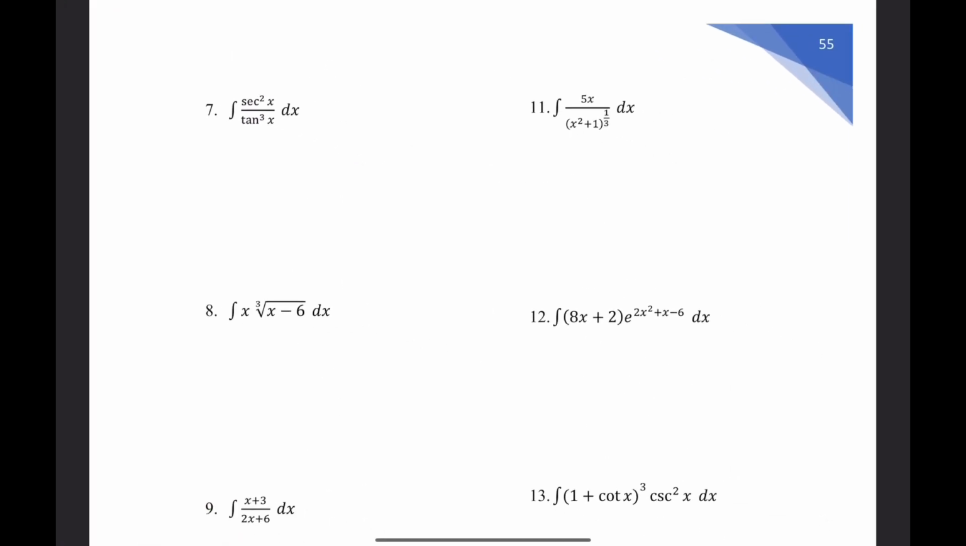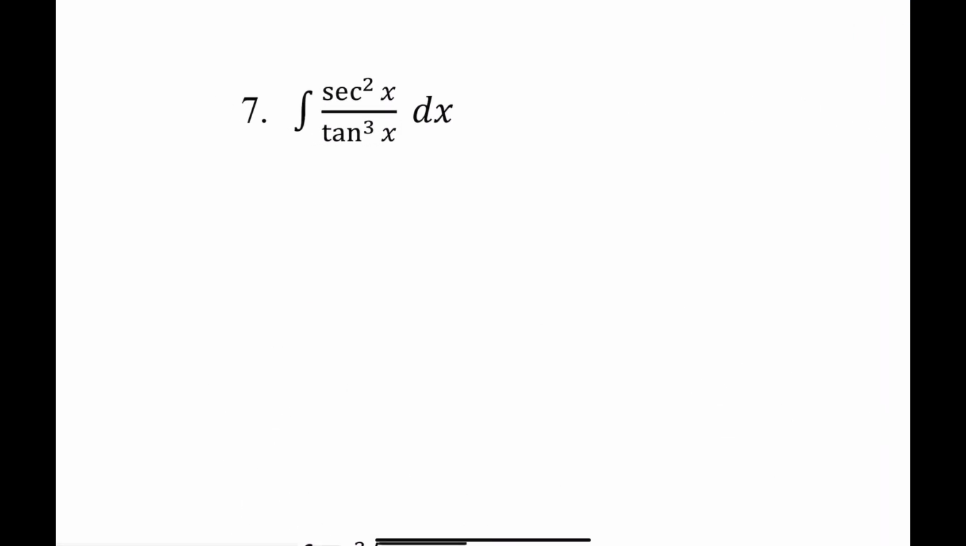Okay, for number 7, it says secant squared x over tangent to a third power x dx. So obviously here we don't really have a composite function, right? So for this one, what we need to consider is that we see there's secant squared x and also dx. So we're trying to see if any of the other parts of the function, when they take the derivative, equals secant squared x. And in that case, we actually do have one, right?